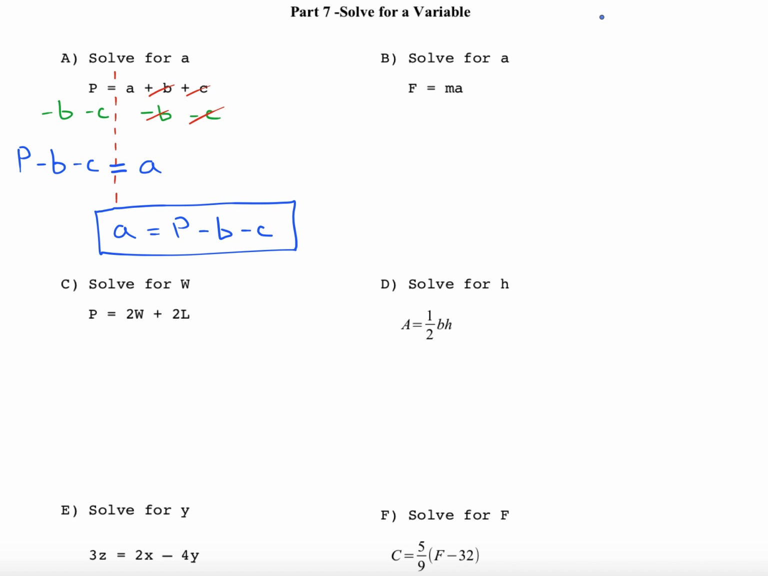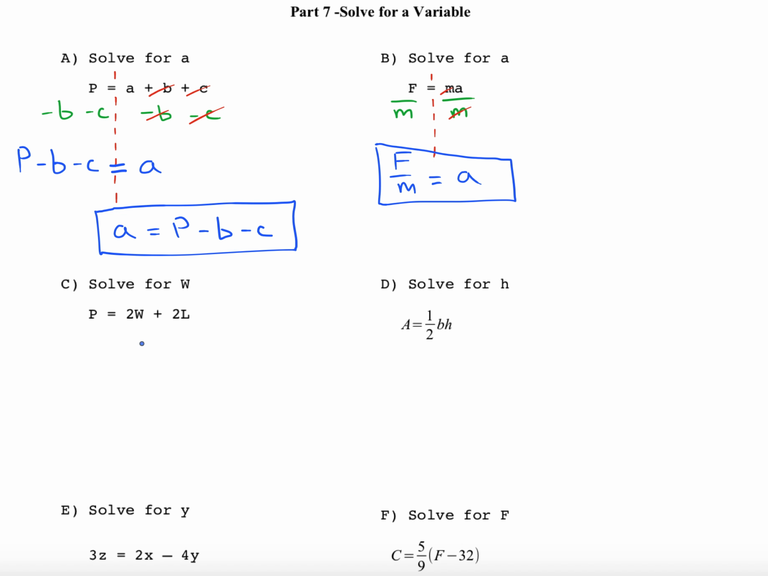If we want to solve f equals ma for the variable a, we'll just want to do a division to get the m away from the a. But let's do it equally on both sides. The m's will cancel on the right, leaving behind just a. Bring our equals down. And we'll have f over m on the left. And it's solved.